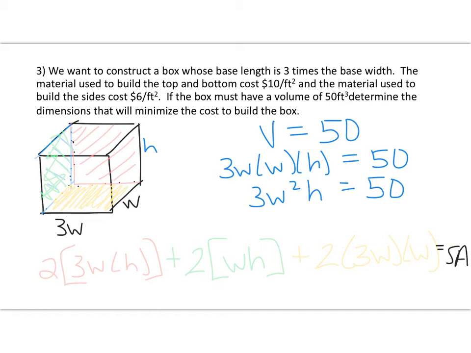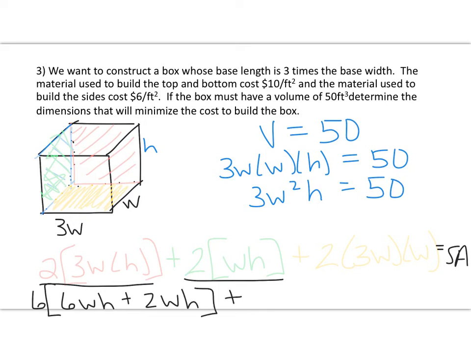Okay, so the cost is based on my surface area. So now to get my cost, I know that the sides are $6 each. So I have to do 6 times that whole amount, so I'm going to distribute here. So I have 6WH plus 2WH. And then the tops and bottoms are $10 each, so I have 10 times, and now I'm multiplying 6W squared. And that's going to equal my total cost. And this is what I want to minimize or maximize.